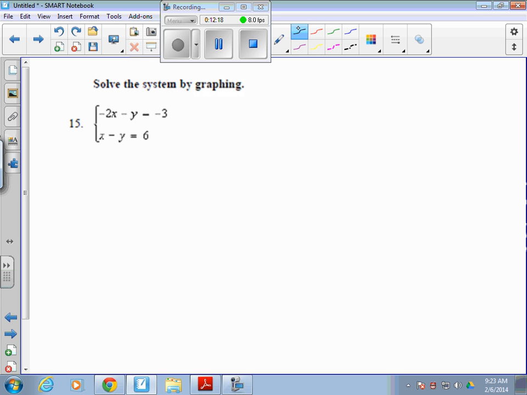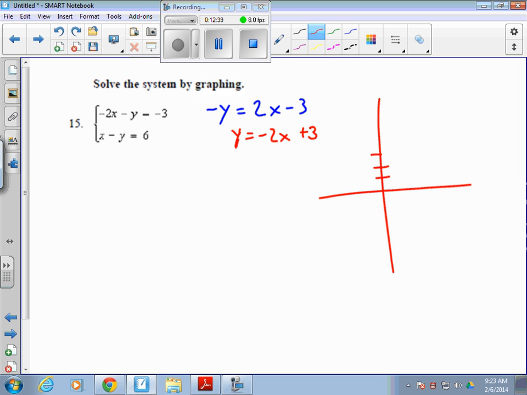Then it says solve by graphing. I don't expect you to solve it by graphing, but if you did, it would look like this. You would move negative 2x over and you get negative y equals positive 2x minus 3. And you divide by negative 1 on both sides and you get y equals negative 2x plus 3. So when you graph that equation, it looks like plus 3, 1, 2, 3. You go down 2 and over 1 to that point, and your equation's right there.